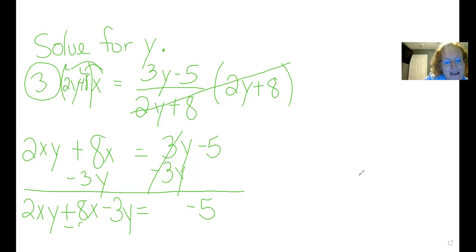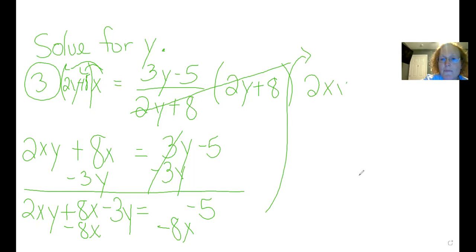But this 8x, that doesn't have a y. So we are going to move that. And then I'm going to draw kind of a big arrow. I'm going to move over here to this part of the screen. And so when we do that, we have 2xy. The 8x's are gone. Minus 3y. And then over here, we have negative 8x minus 5.